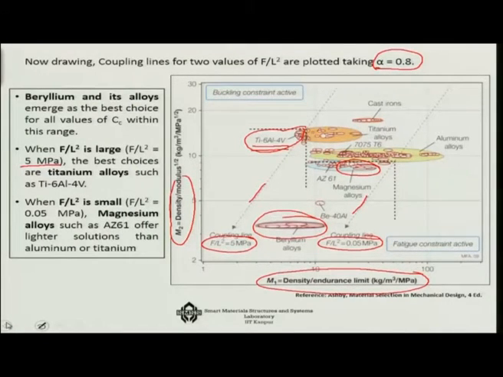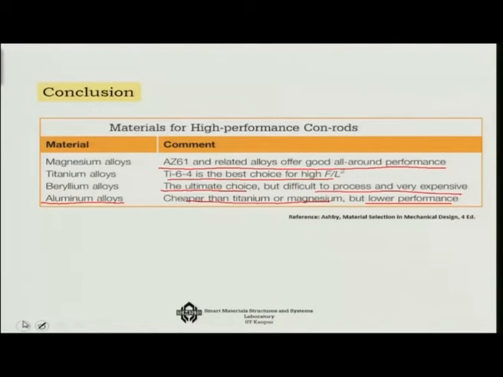As you can see here, aluminum alloys are somewhere in this region. For the low pressure values, they are not bad, because some good quality aluminum alloys can indeed satisfy our criteria, but of course aluminum is expensive, but in comparison to titanium or magnesium, they could be cheaper, and their performance is lower. Titanium gives you the best performance, at least in terms of the buckling parameter. So this is our final conclusion.